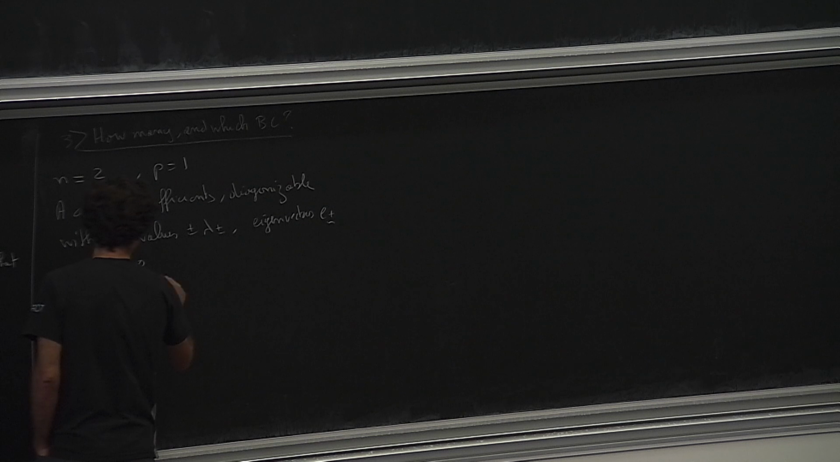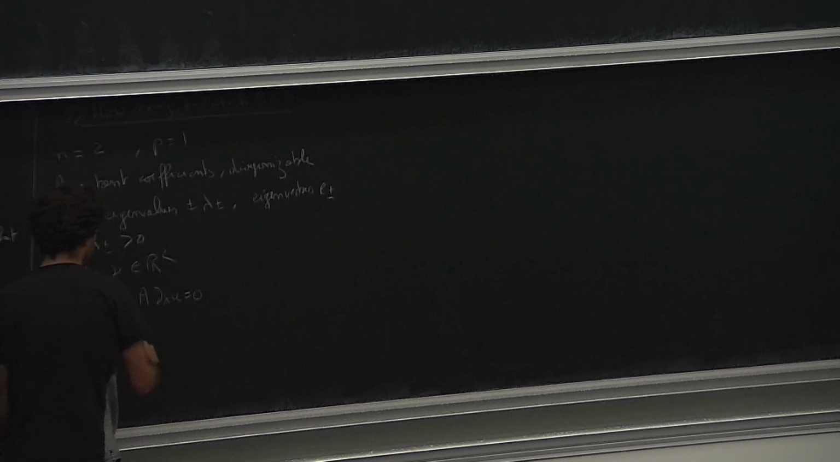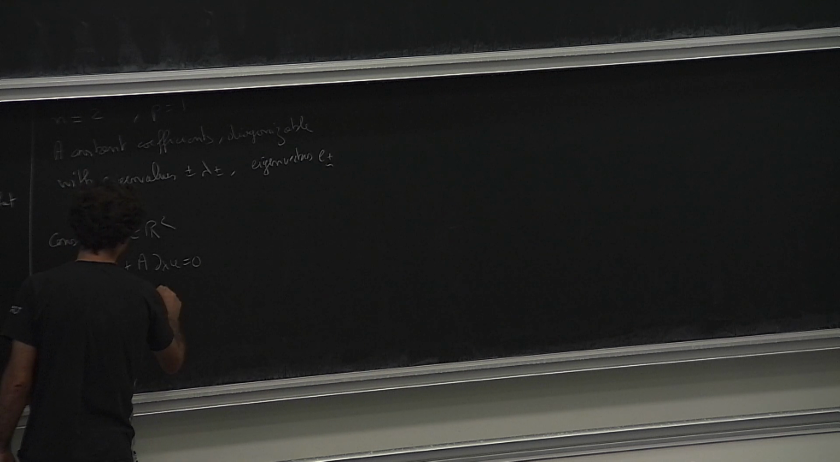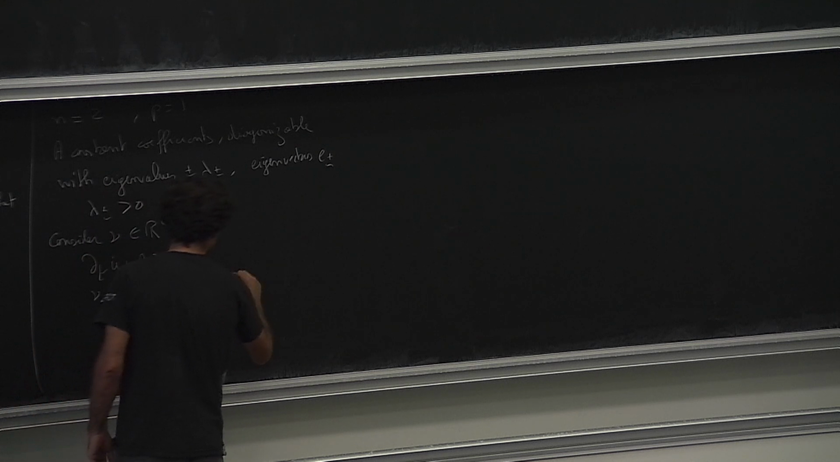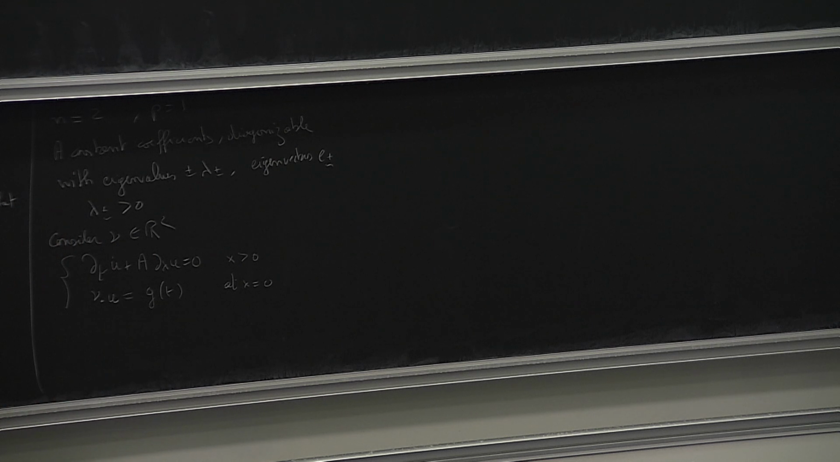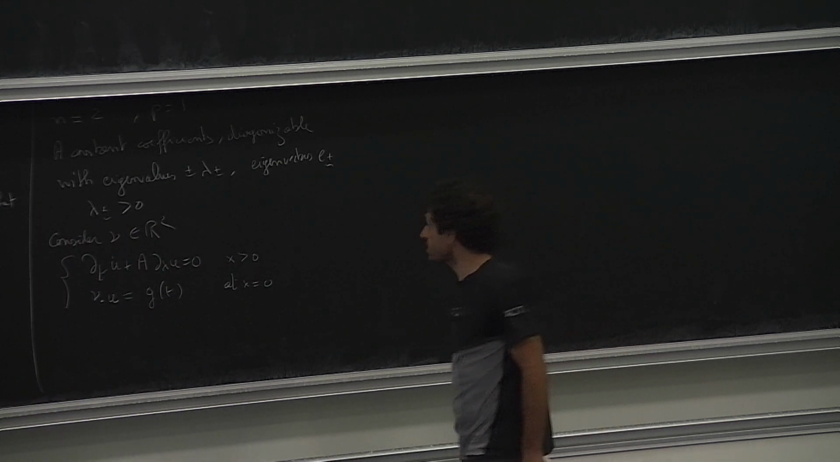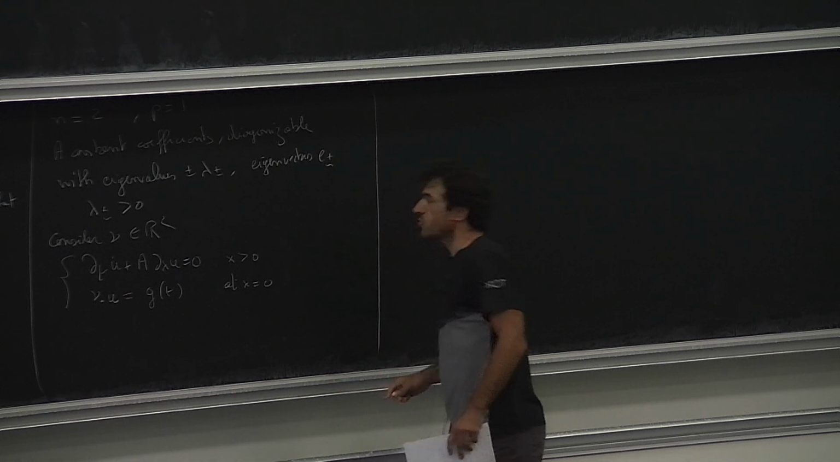I consider nu a vector in R2, and I look at the system, and then nu dot u is equal to some g of t at x equal to 0, and this is for x positive. Okay, I want to consider this, and I want to see if I can take any nu or not. So you could take the Laplace transform.